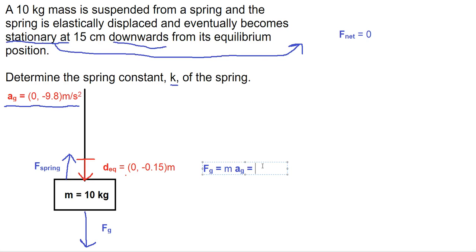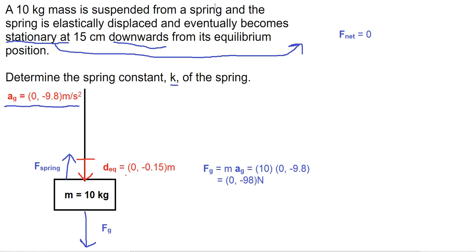Now, here we know that the mass is 10, and I know that the acceleration due to gravity is 0 in the x and negative 9.8 meters per second squared in the y. Again, we'll leave off the units because everything here is in fundamental SI units. Now, you can simply multiply these two things together, and what you will get is a force that is 0 in the x and negative 98 newtons in the y.